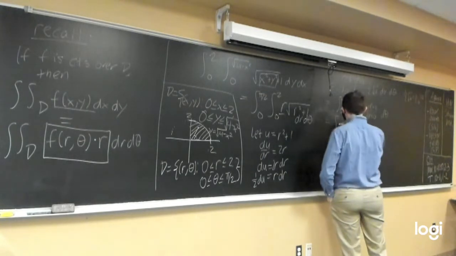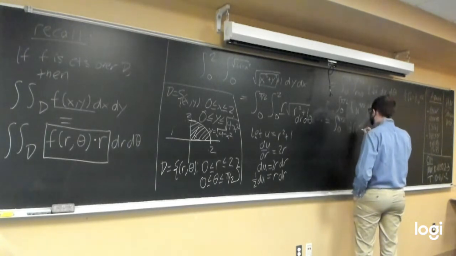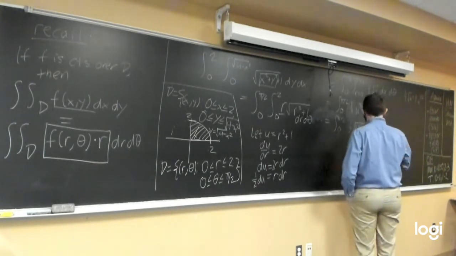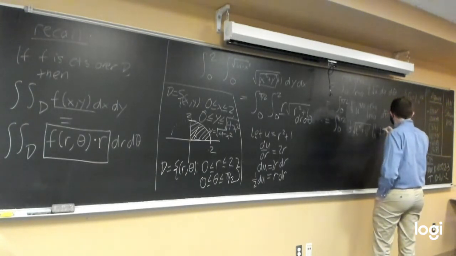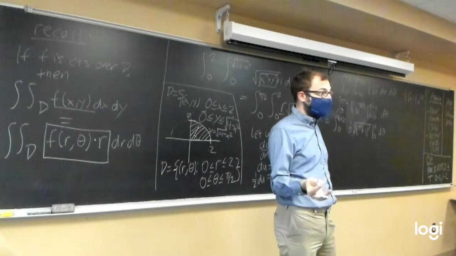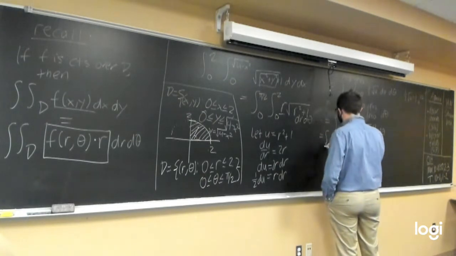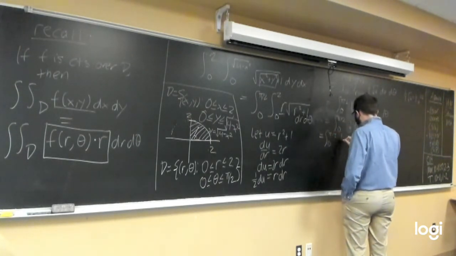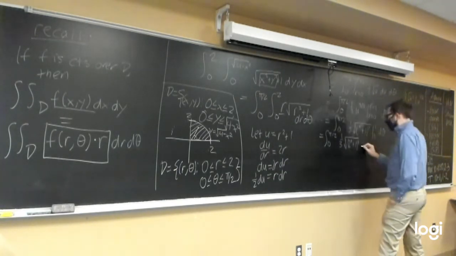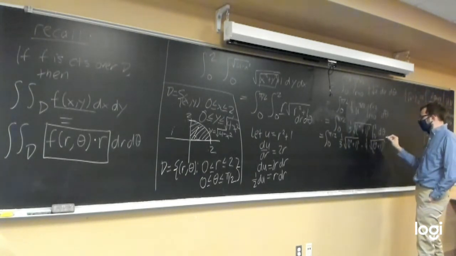So that's going to give us 1/3 times r squared plus 1 to the 3/2. I'm just going to go ahead and write that as square root of r squared plus 1 quantity cubed, because taking something to the 3/2 power is the same as cubing, and then taking the square root. Now we can plug in 0 and 2 into this. We'll get 1/3 square root of 2 squared plus 1 quantity cubed minus 1/3 square root of 0 squared plus 1 quantity cubed.